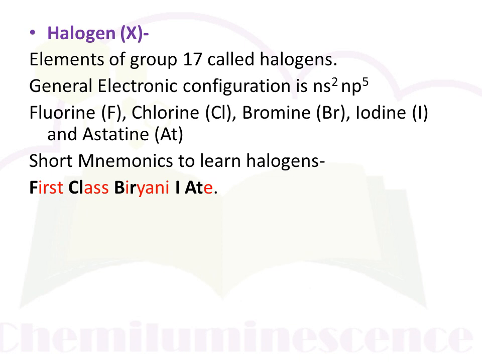What you have to do? You have to learn or memorize this small sentence, and each and every word in it represents a symbol of a halogen. First word, that is First, the F is for fluorine, in Class, Cl is for chlorine, in Biryani, Br is for bromine, in I, I is for iodine, and At is for astatine. So by memorizing this small sentence, you can easily write the symbols of halogens, and from those symbols you are able to write the names of halogens.